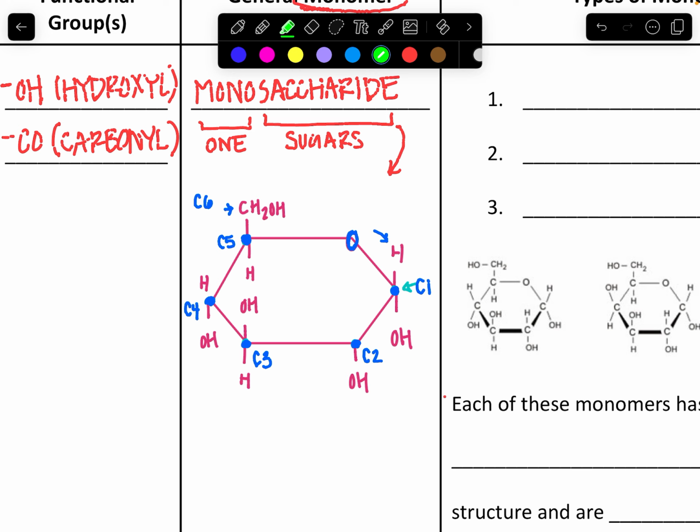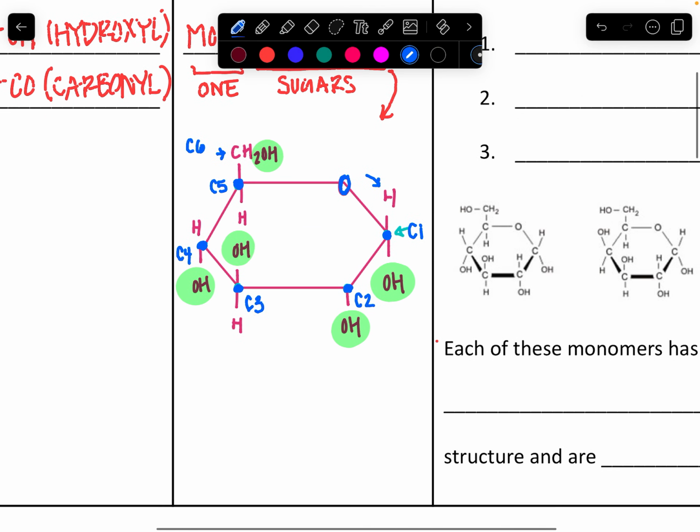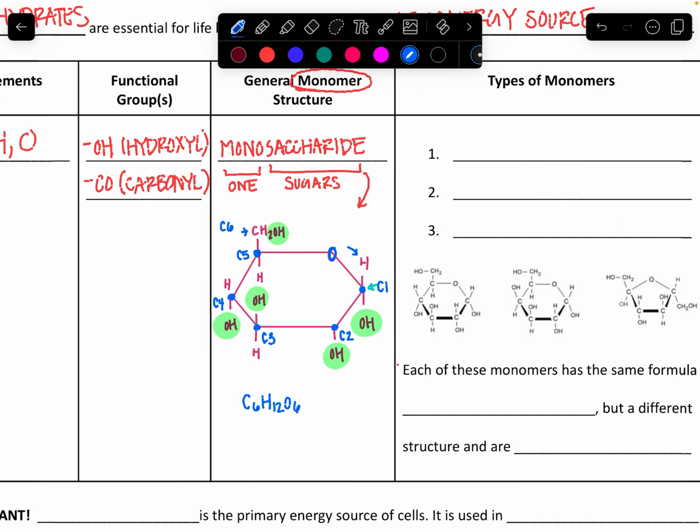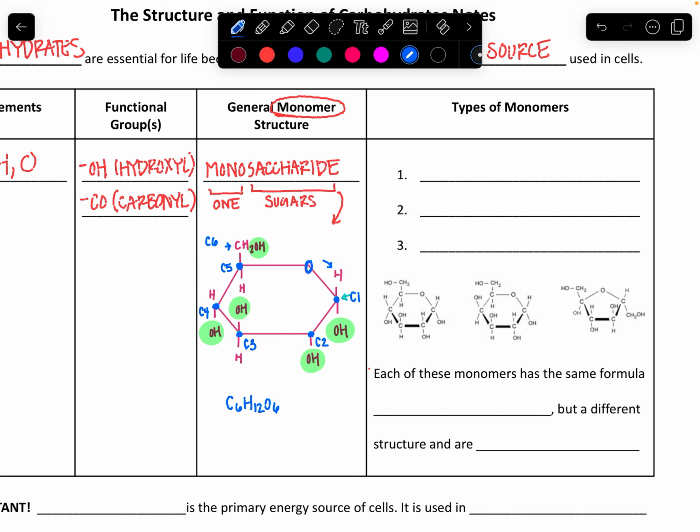Okay. Also, notice on here, we see all of these areas where we have hydroxyl groups. Our monosaccharides are covered in hydroxyl groups. All right. Every monosaccharide is going to have the same formula. So we see right here, if we were to count up every carbon, every hydrogen, every oxygen, the formula of this would be C6H12O6, and every monosaccharide will have that formula, even if it's structurally a little bit different, okay?